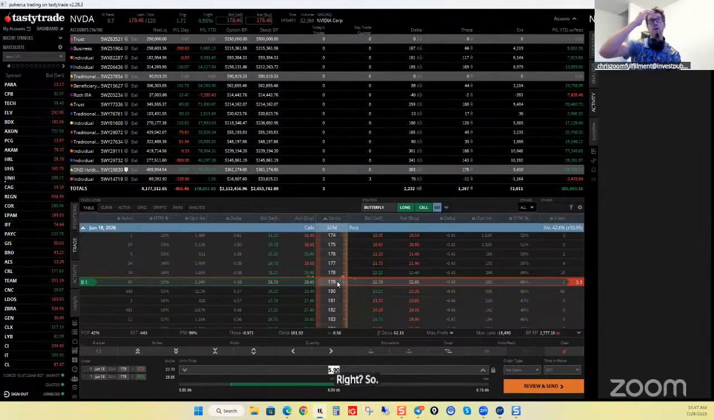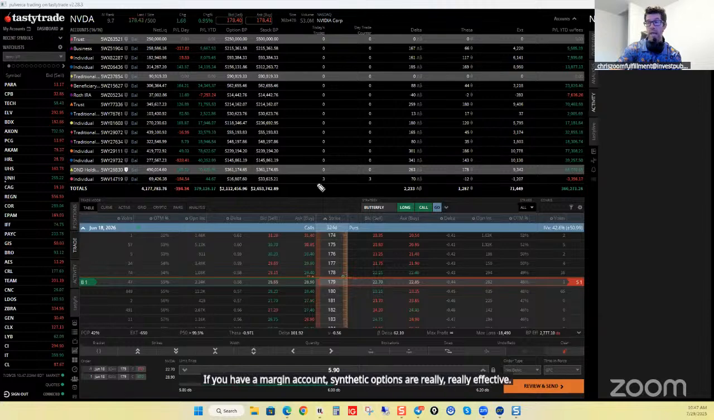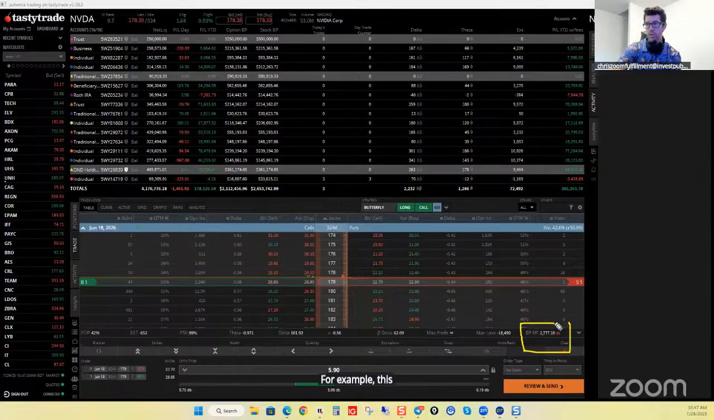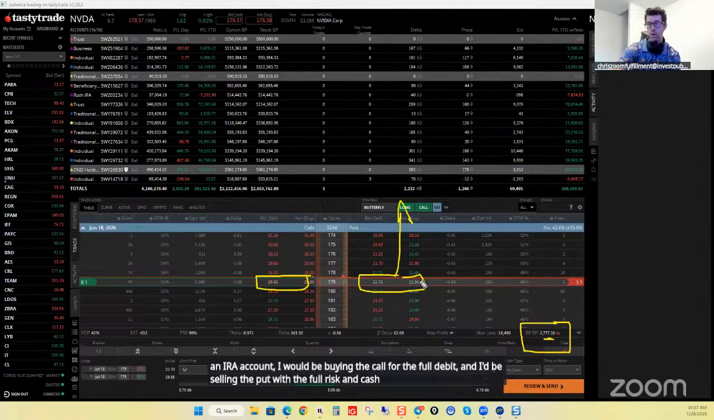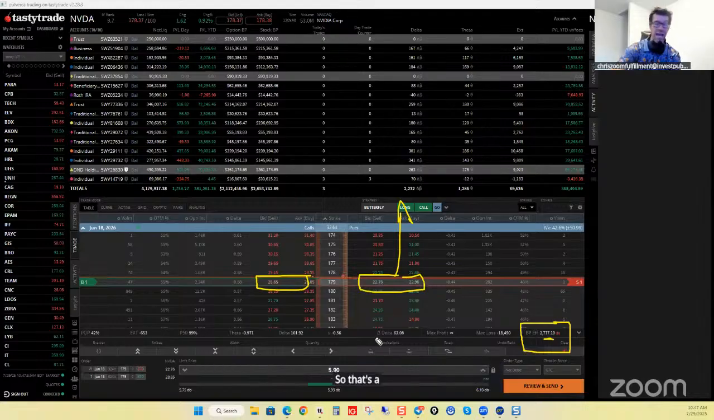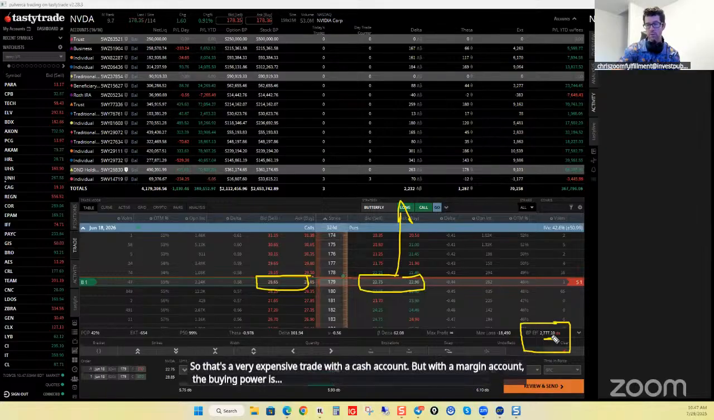So I'll say this, if you have a margin account, synthetic options are really, really effective, but you want to have a strong conviction of that trade. For example, this trade is only going to cost me $2,700 to place because I'm using options on a margin account. Okay. Versus if I did this on an IRA account, I would be buying the call for the full debit and I'd be selling the put with the full risk and cash requirement. So that's a very expensive trade with a cash account. But with a margin account, the buying power is very affordable.